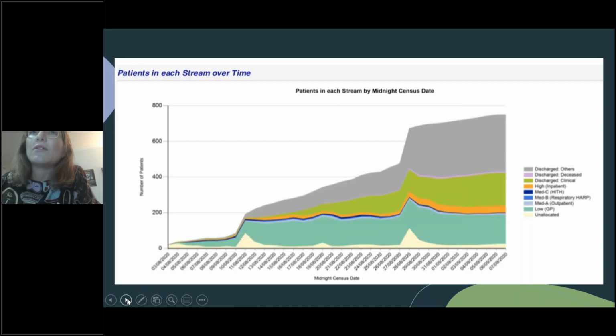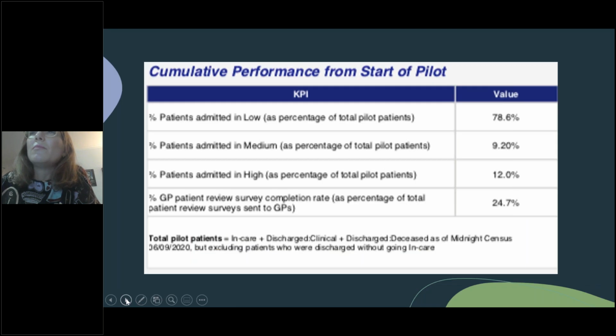So this is just an update on the patients in each stream over time. You can see the vast majority, there's a lot of discharges. There's a very small purple line for those that are inpatients discharged because they're deceased, and you've got a large percentage that are the low risk cohort. So just having a look at the performance from the start of the pilot, the vast majority of patients are in the low risk stream, which are ideal for GP management.